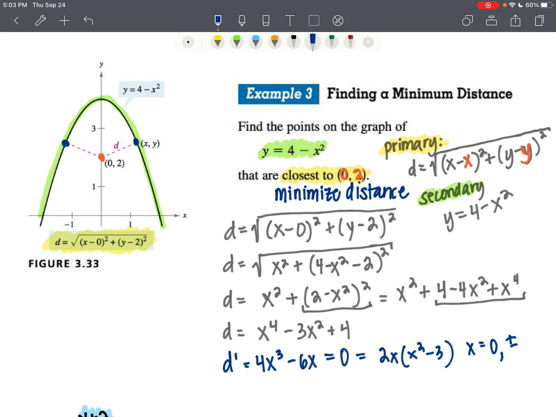Set it equal to 0. 2x times x squared minus 3. I think I got this. Yeah. 2x squared minus, minus 3x. Yeah, I think I messed up there. No, I didn't mess up there. There's my x, so I'm good. 2x times x squared minus 3. I just feel like I'm missing something.